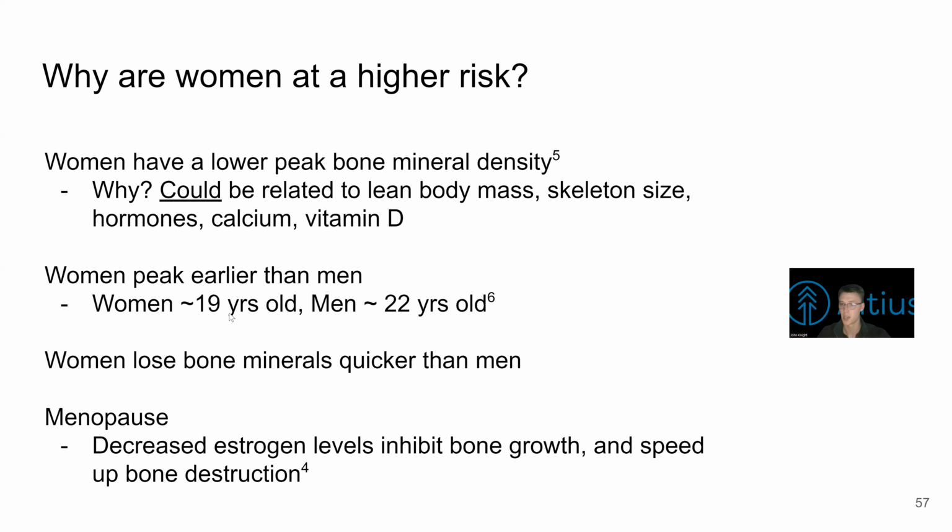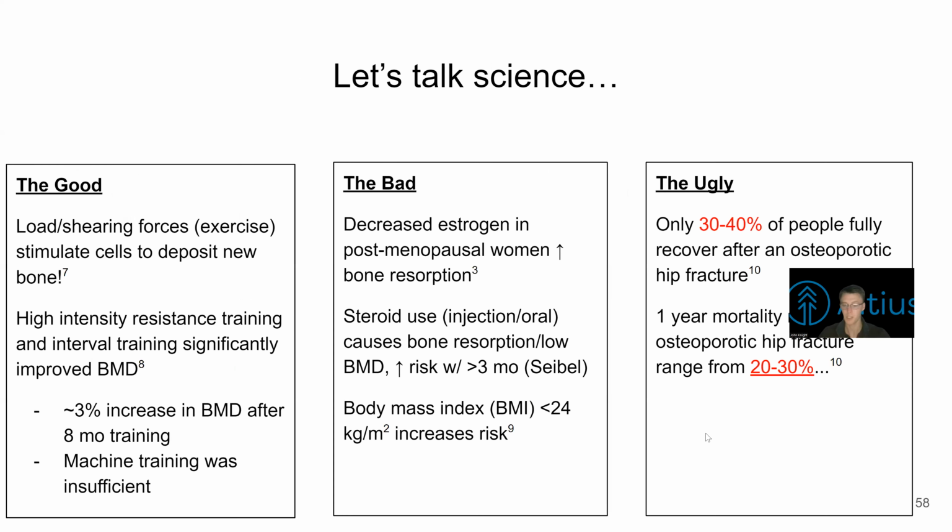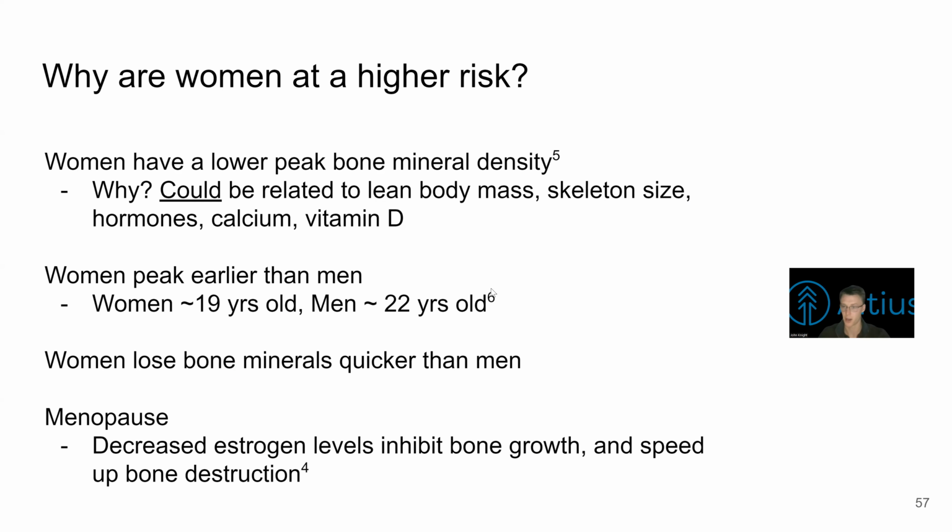Additionally, women peak earlier than men do. So the start of the decline of our bone mineral density begins earlier in women than it does in men. Women typically peak at about 19 years old, and men typically have the highest bone mineral density at 22 years old. So we're starting lower, women peak earlier, and then the rate of decline is higher for women than it is for men.